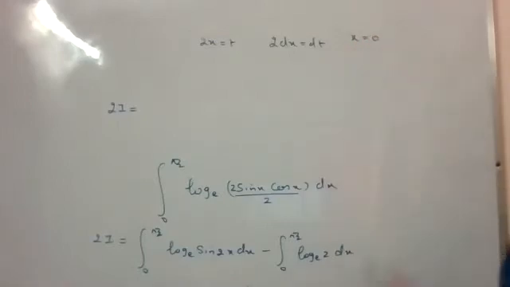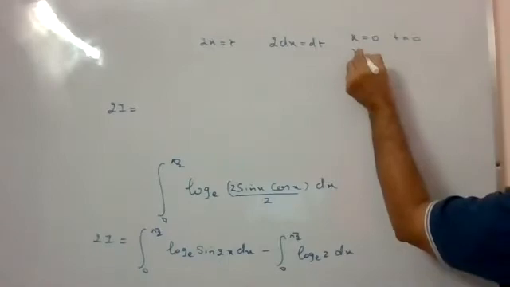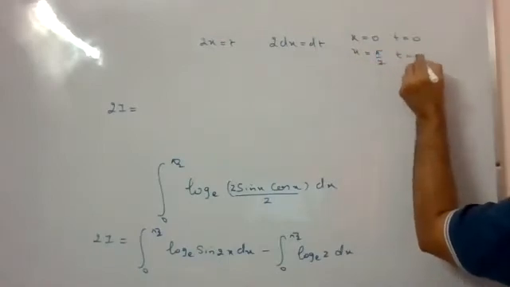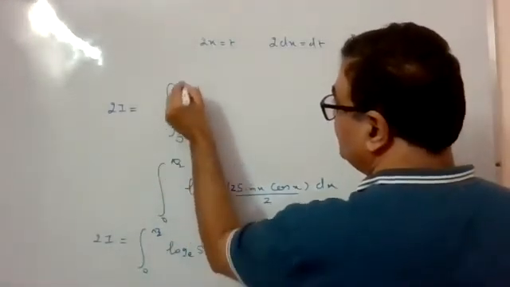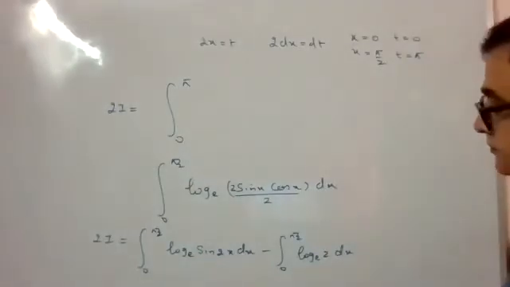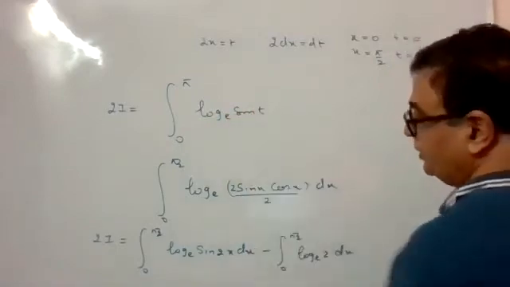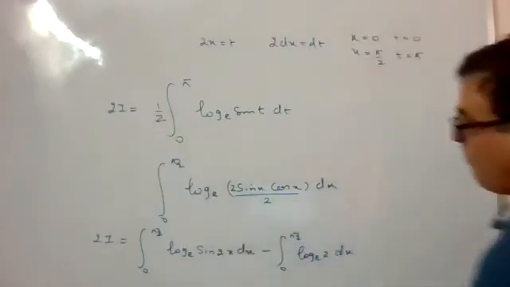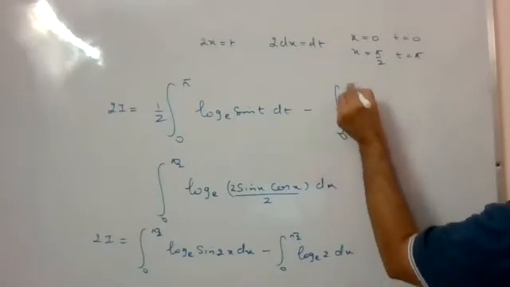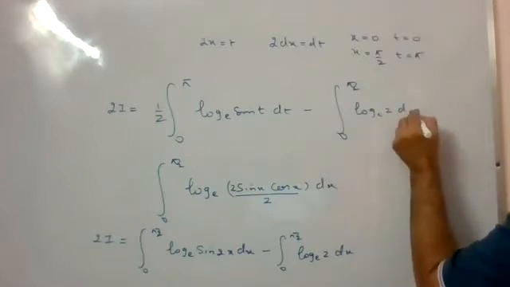When x is 0, t will be 0. And when x is pi by 2, t will become pi. So that means this result will become now 0 to pi, log sin t. Dx will be dt by 2, so by 2 is coming here. Minus 0 to pi by 2 log of 2 dx.